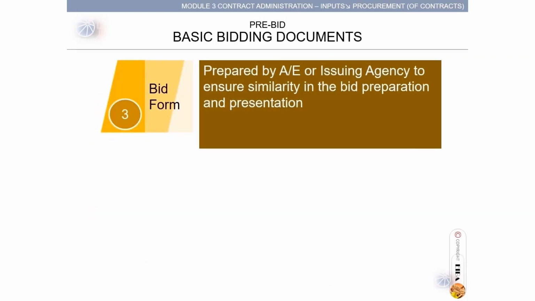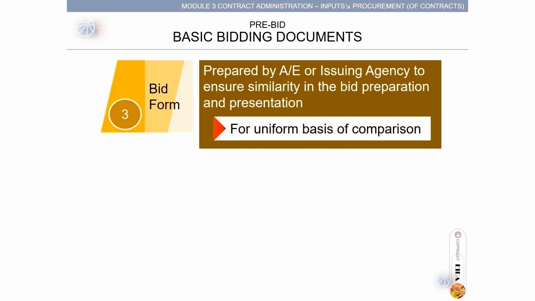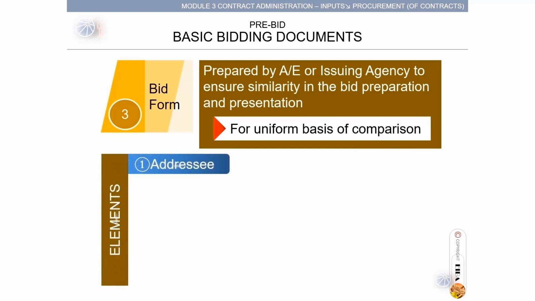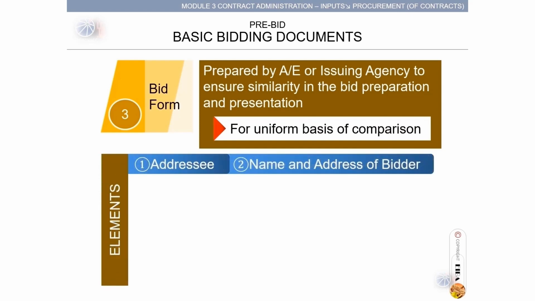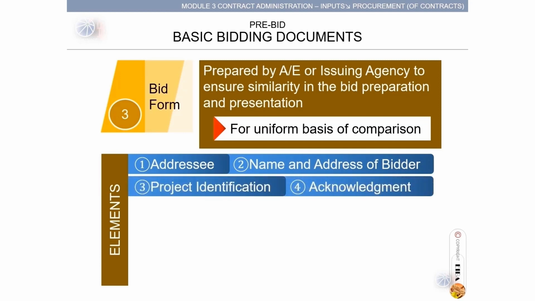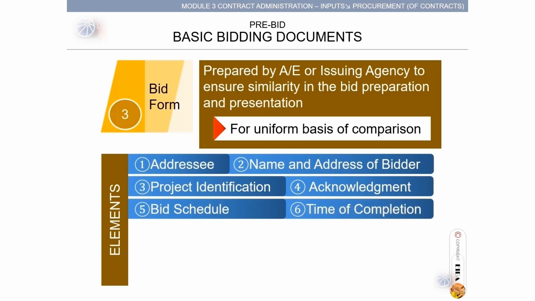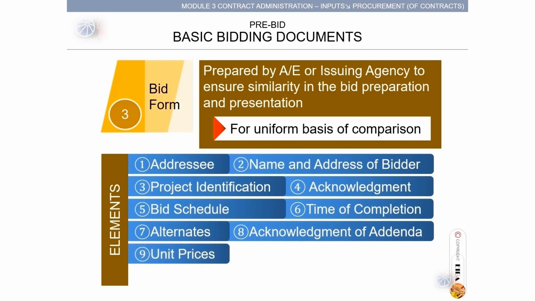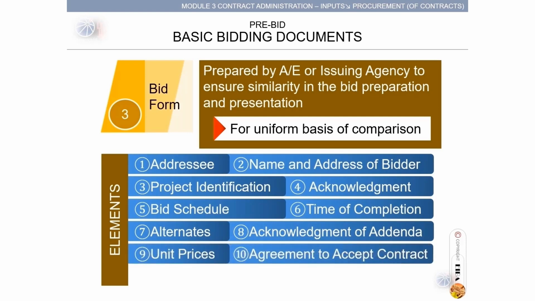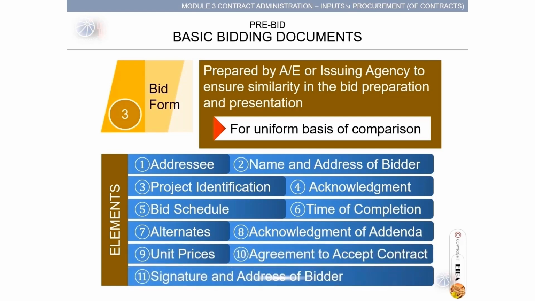Third, the bid form, prepared by the architect, engineer, or issuing agency to ensure similarity in the bid preparation and presentation. This is for a uniform basis of comparison. And the elements are: 1. Addressee. 2. Name and address of bidder. 3. Project identification. 4. Acknowledgement. 5. Bid schedule. 6. Time of completion. 7. Alternates. 8. Acknowledgement of addenda. 9. Unit prices. 10. Agreement to accept contract. And 11. Signature and address of bidder.